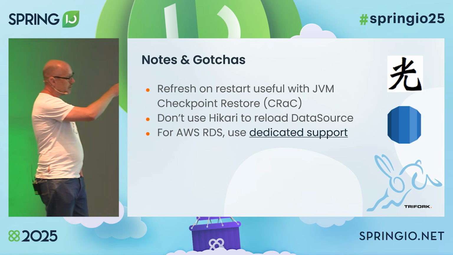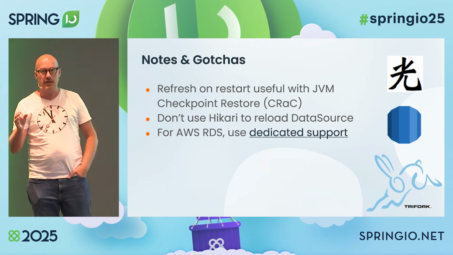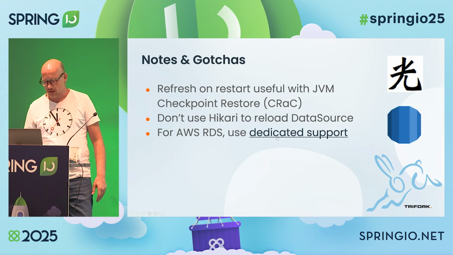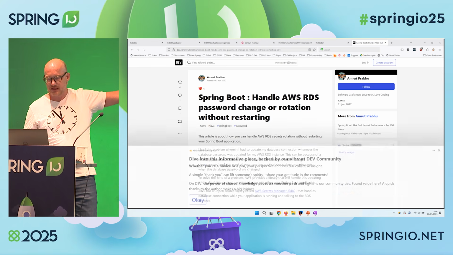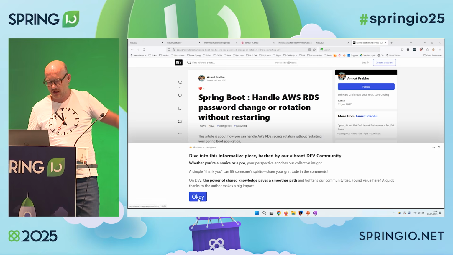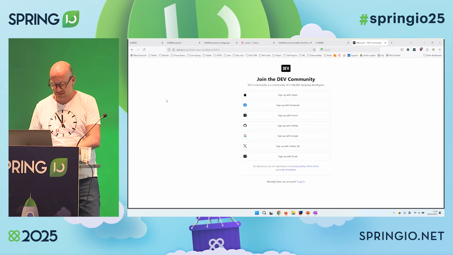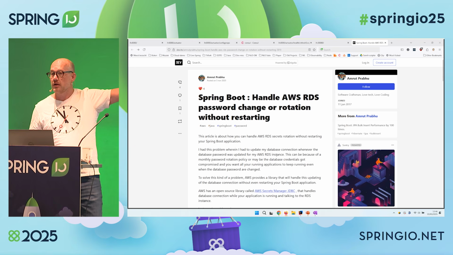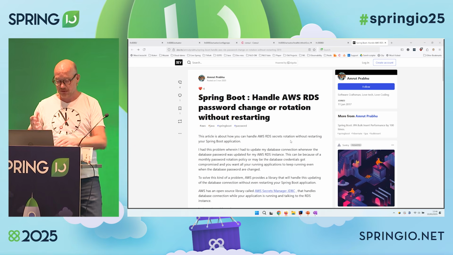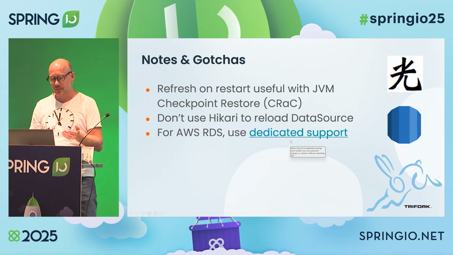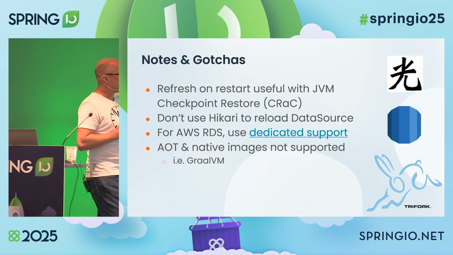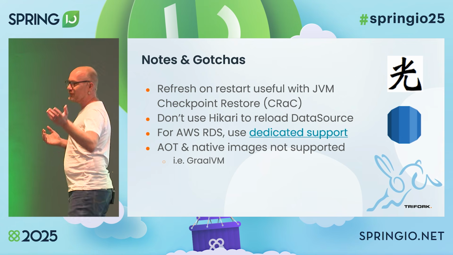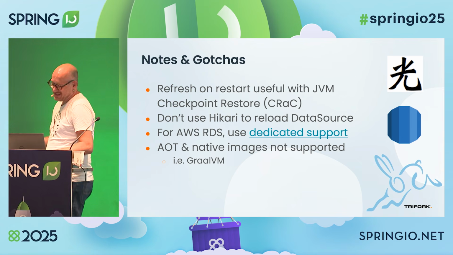If you are on something like AWS and you're using a managed database, you don't really need this. They have dedicated support, right? I'm not going to talk about it in detail, but just know that there is a library from AWS itself where it has support for reloading credentials and reconnecting and stuff, right? So this concern is also covered by other options. And finally, if you want to use GraalVM with this stuff, yeah, you can't. It's not supported, so don't do that. Yeah, I cannot make it nicer than it is.